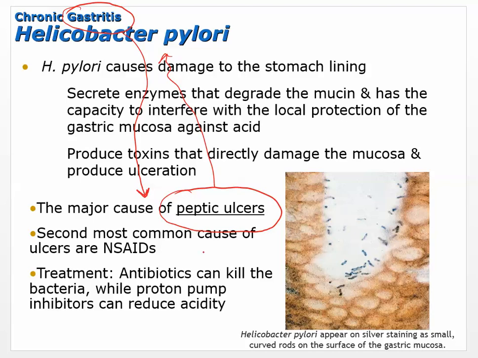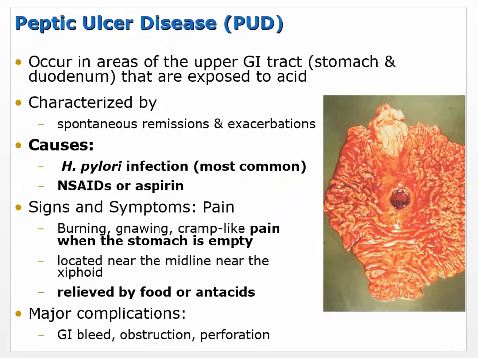pylori. So treatment, antibiotics. Well, it's a bacteria. Fortunately, it's a bacteria that antibiotics can, for now, kill. So that can kill the bacteria, and then you can use proton pump inhibitors to reduce the acidity. So reducing the acidity is also a good thing to do as well during treatment. All right, I know that wasn't a very good way to say that, but whatever.